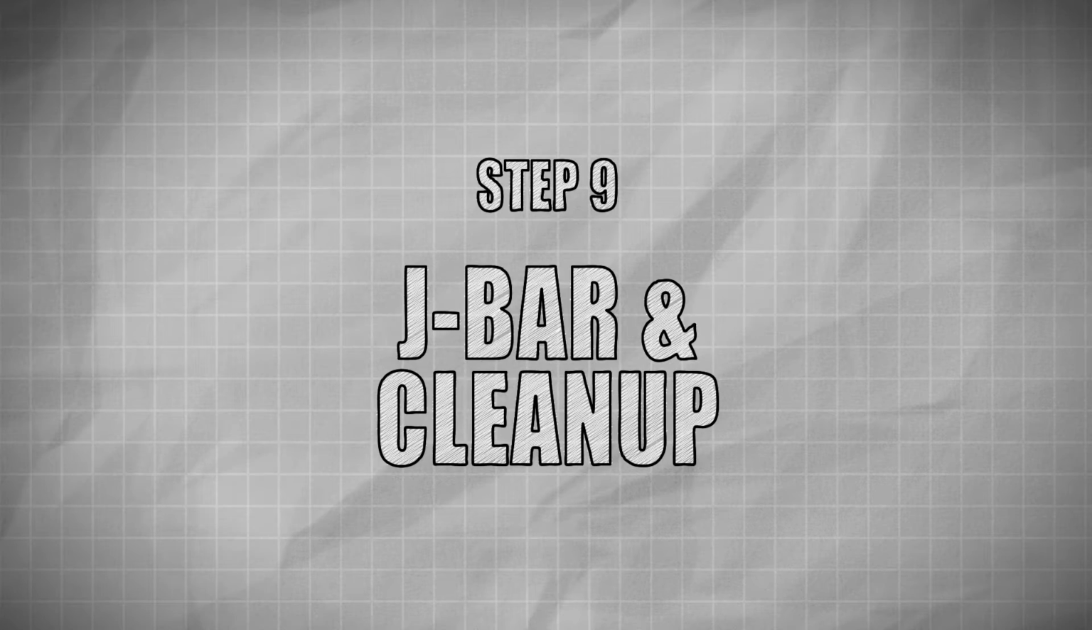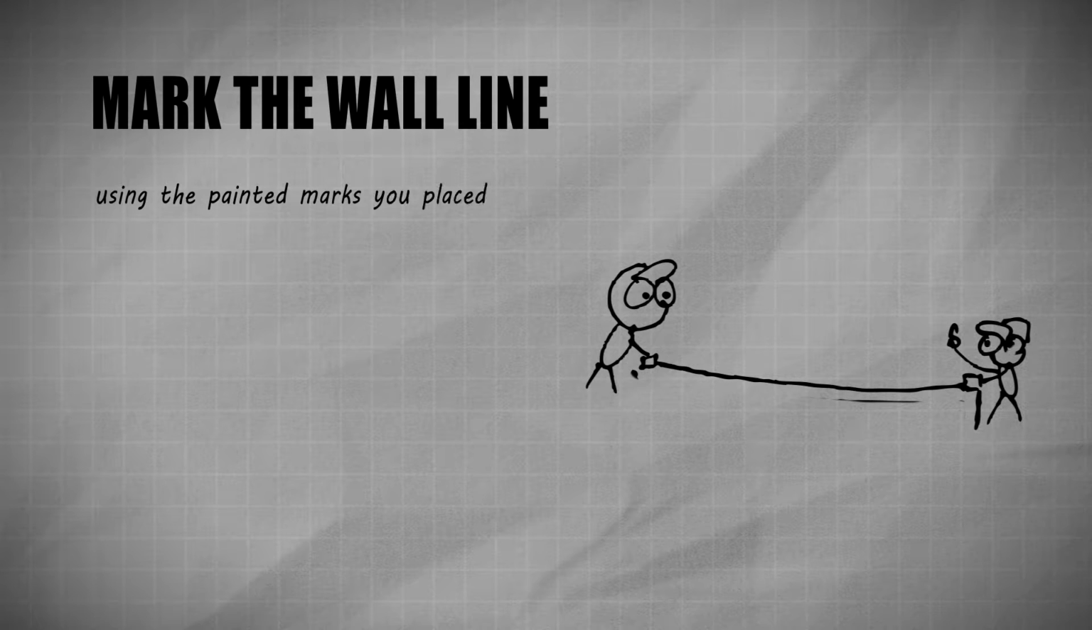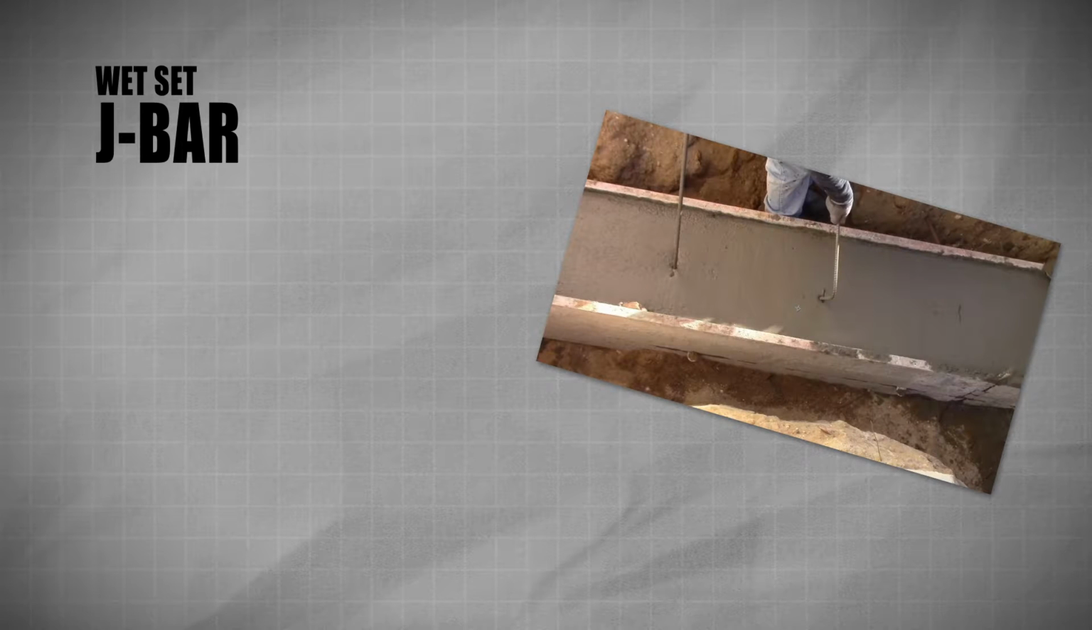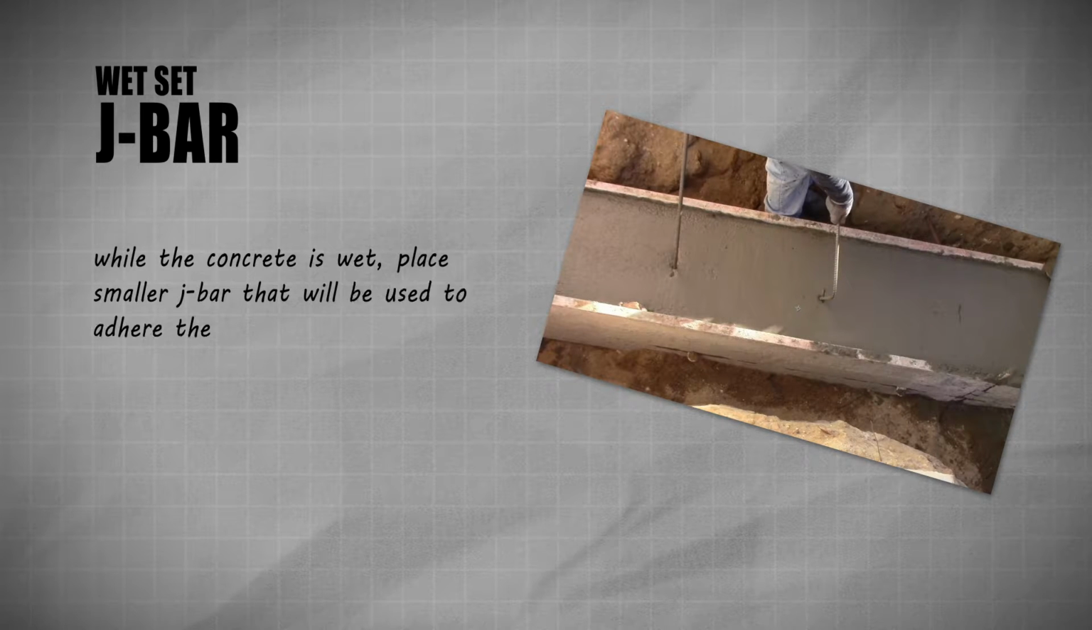Step 9. J-bar and cleanup. While the concrete is wet, you will mark the wall line. Using the painted marks you place to signal the location of the layout stakes, stretch a string from point to point, then snap it onto the wet concrete to leave a line, letting you know where the foundation wall will be built. While the concrete is wet, you will also place any smaller J-bar that needs to be wet set. Remember, this is used to adhere the wall to the footing.